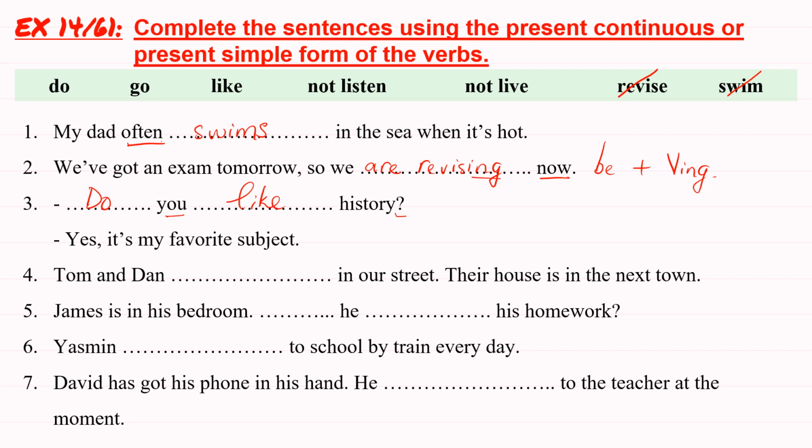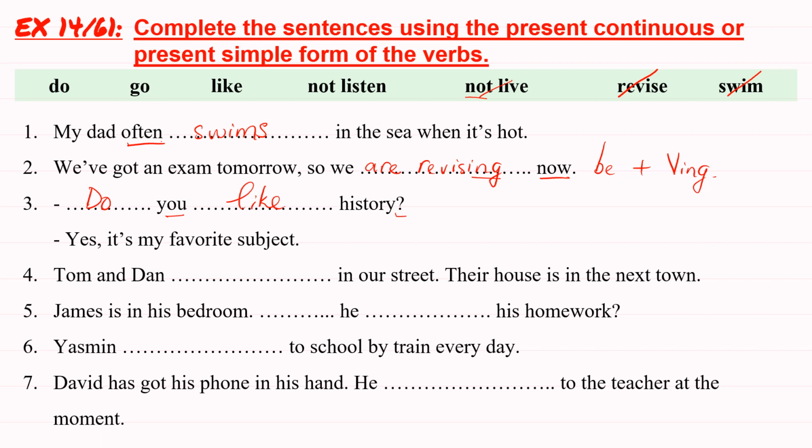Number 4. Tom and Dan in our street, their house is in the next town. Cái câu này nó nói về nơi chốn, nói về nơi ở của chúng ta, và chỗ này nói về nơi ở thì chúng ta sẽ sử dụng thì hiện tại đơn, present simple. Và nói về việc sinh sống thì chúng ta có động từ là live. Alright, live. So, in this sentence we use not live.